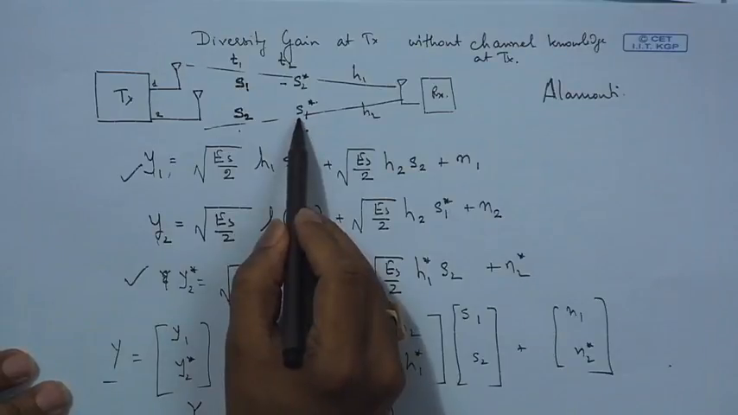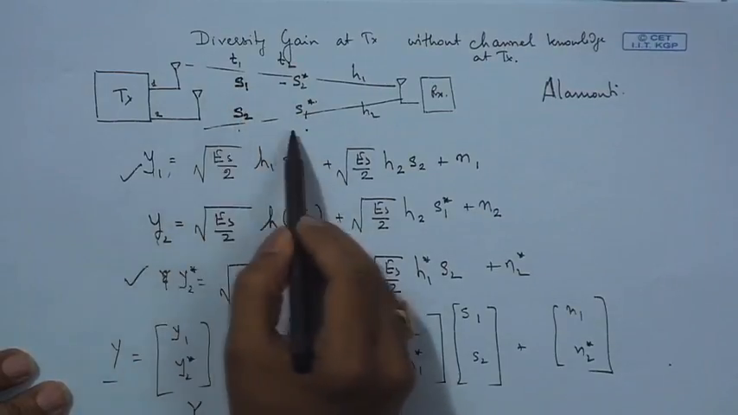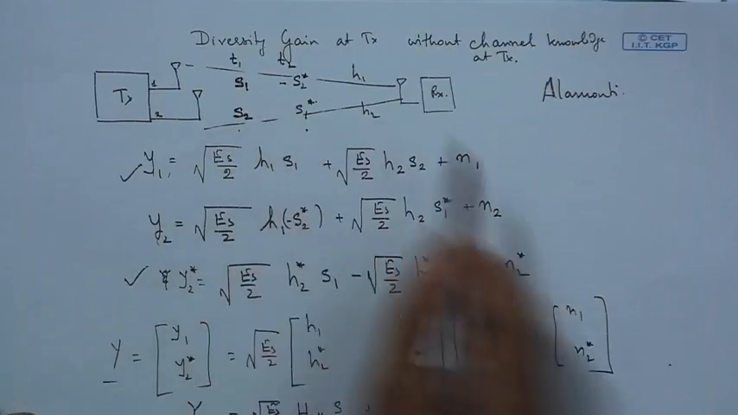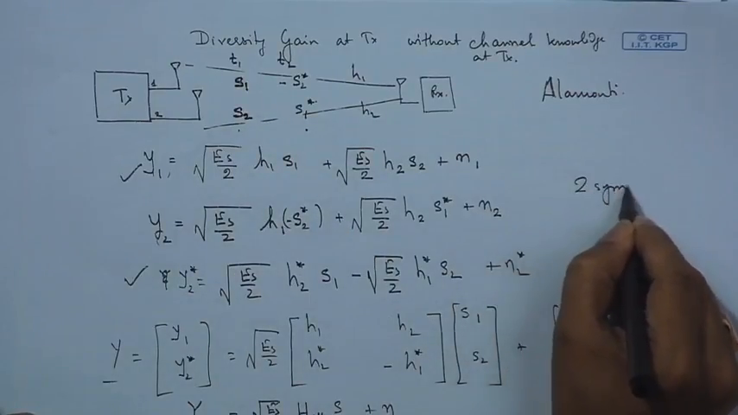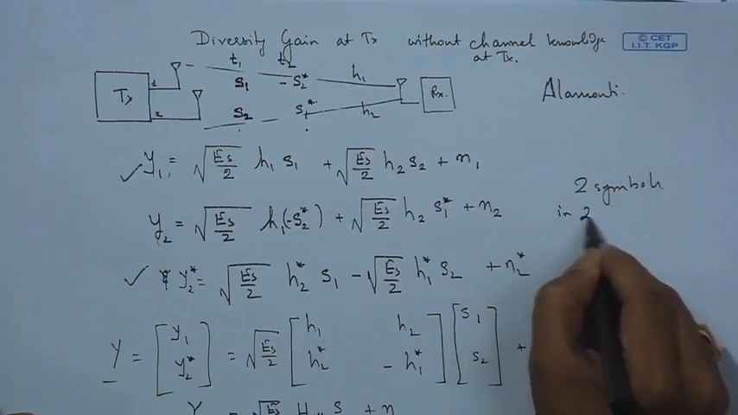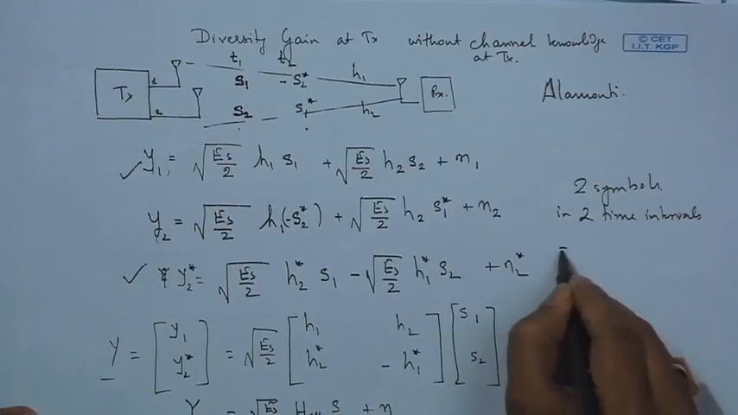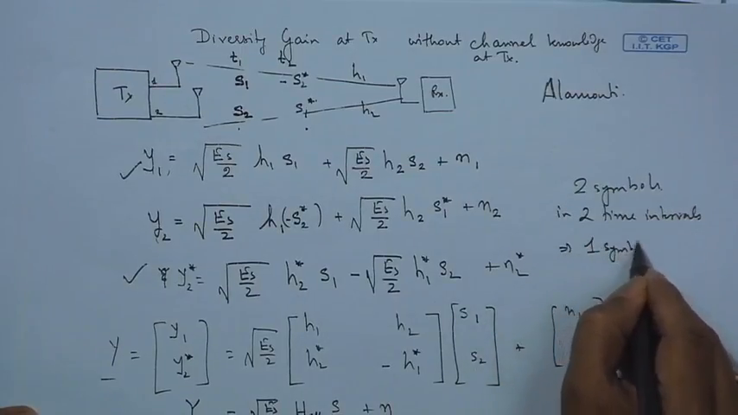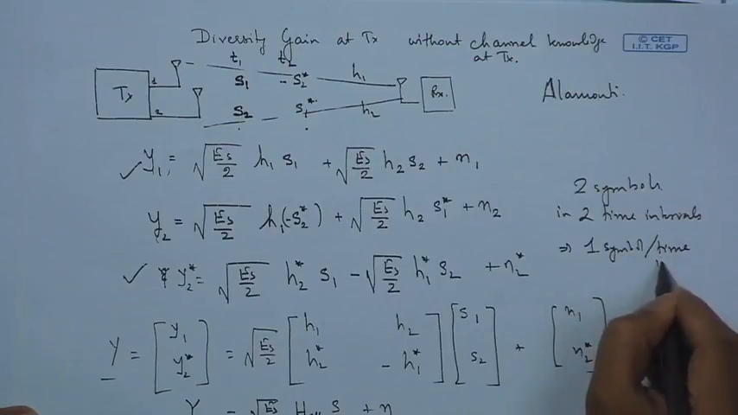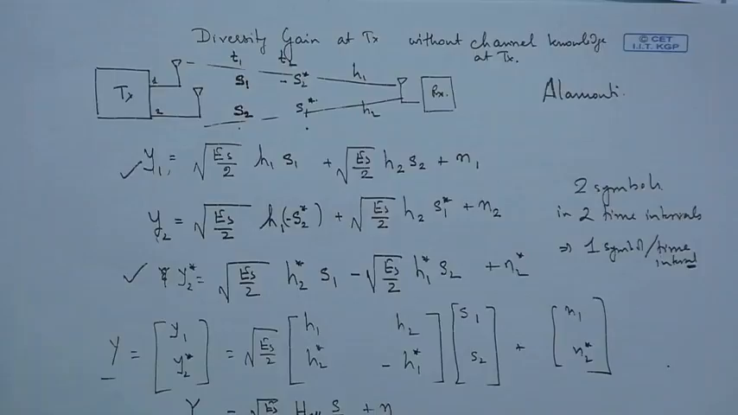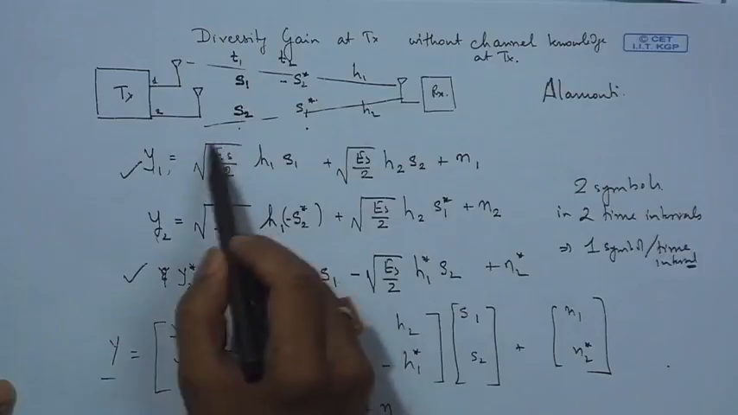Again, we'd like to take a look at what we are doing. Overall there is S1 and S2 in these two symbol durations, not more symbols. So basically we have two symbols in two time intervals. That means we have one symbol per time interval, so we are not losing out in terms of our symbol rate. At every time we are using the channel, we are sending one symbol, as in the case of SISO, and we are getting the full order of diversity. Means in this case there are two diversity branches.